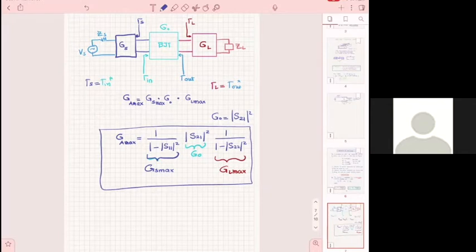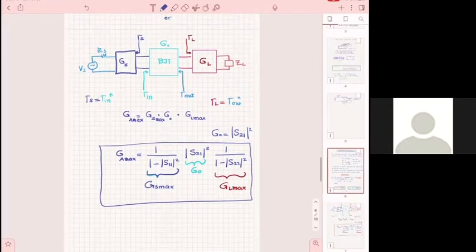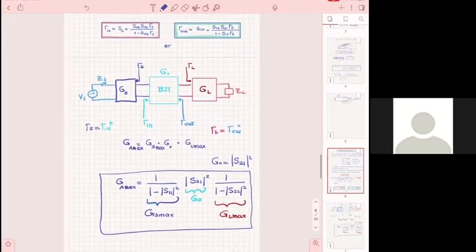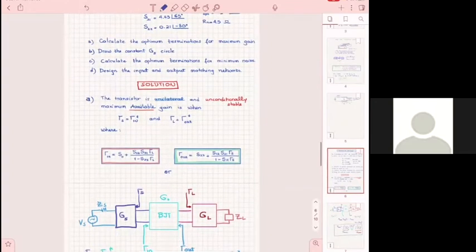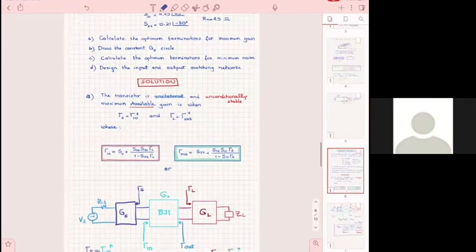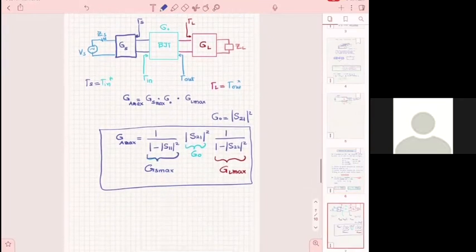Any questions? And you know how to find that. I will probably ask you, say, calculate the optimum terminations for maximum gain. And I could ask you, find the maximum available gain. I could ask you as a question. And then that is the process you have to go through.